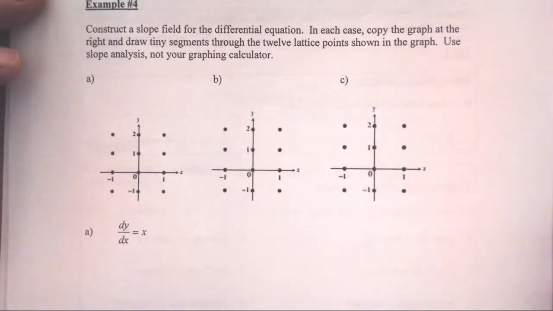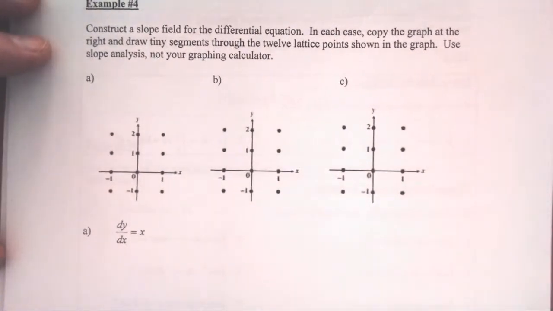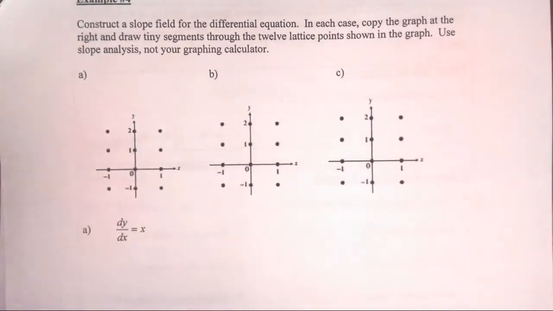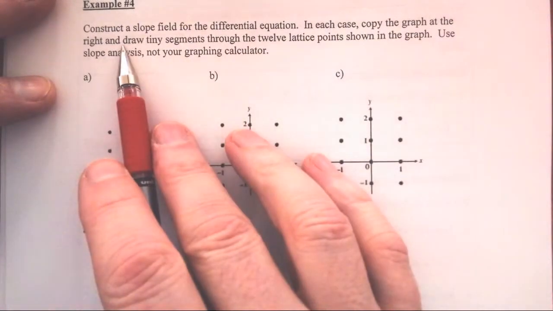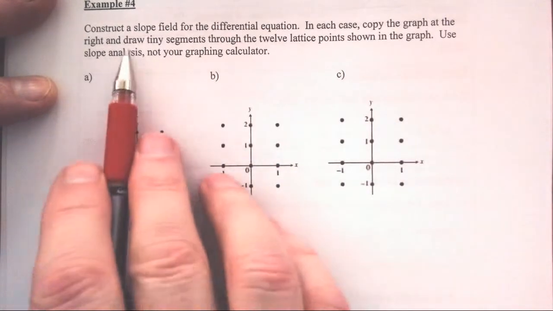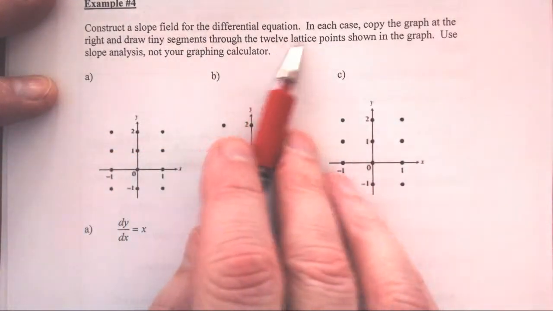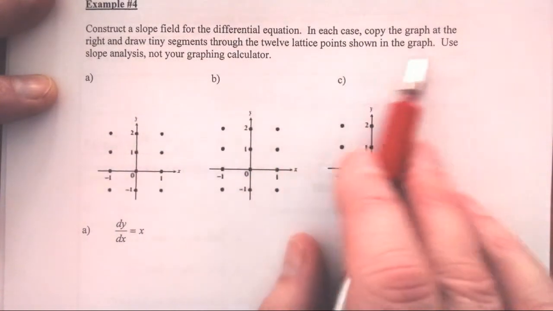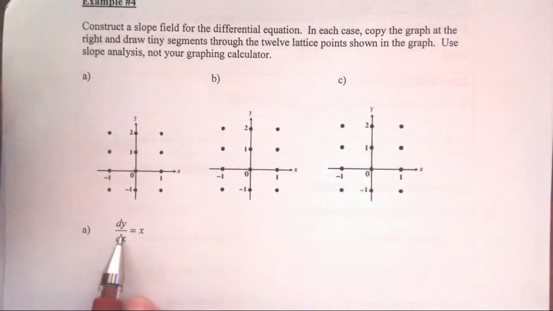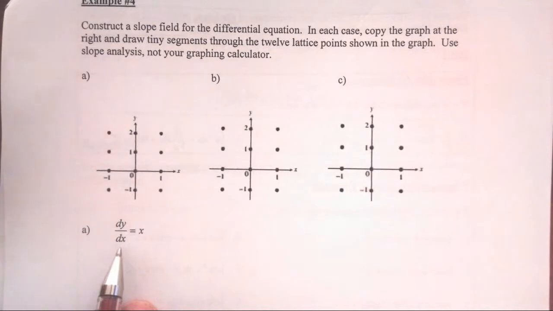To go. Slope fields. First one, really, really easy. Construct a slope field for different differential equations. In each case, copy the graph at the right. Now, we've done this for us. And draw tiny segments through the 12 lattice points, 12 of those in each case, to show the slope of the graph. So this just says the slope is x.